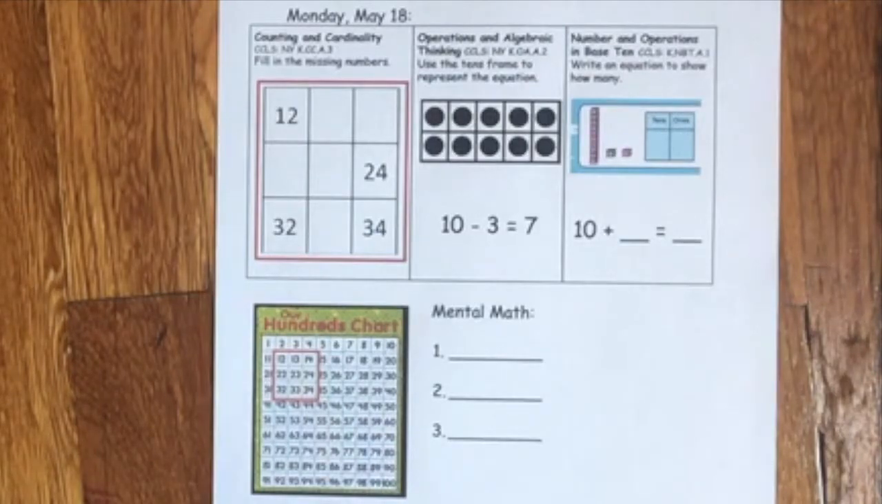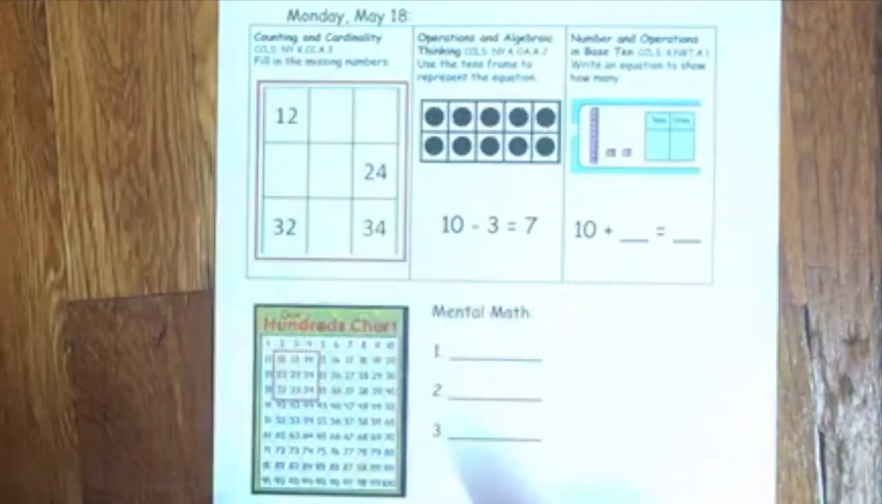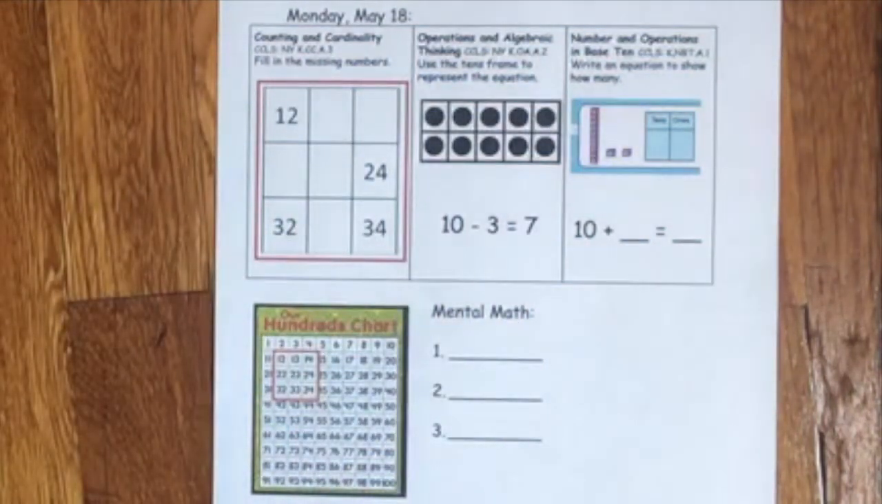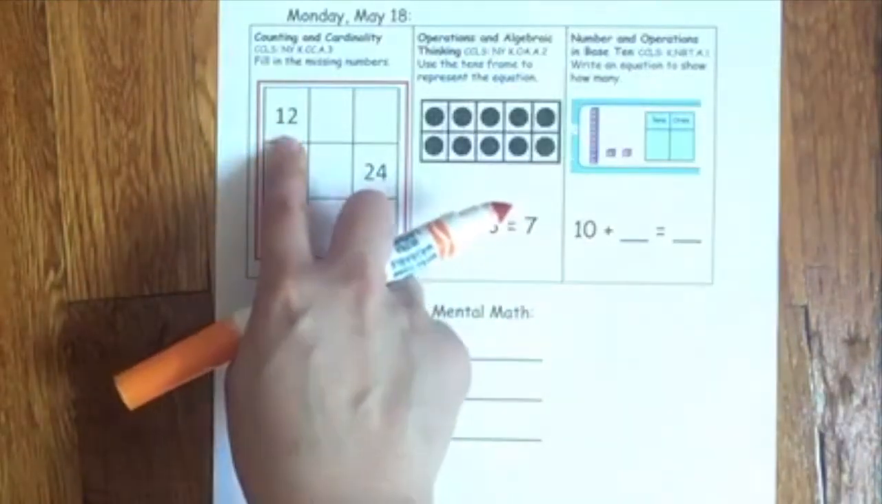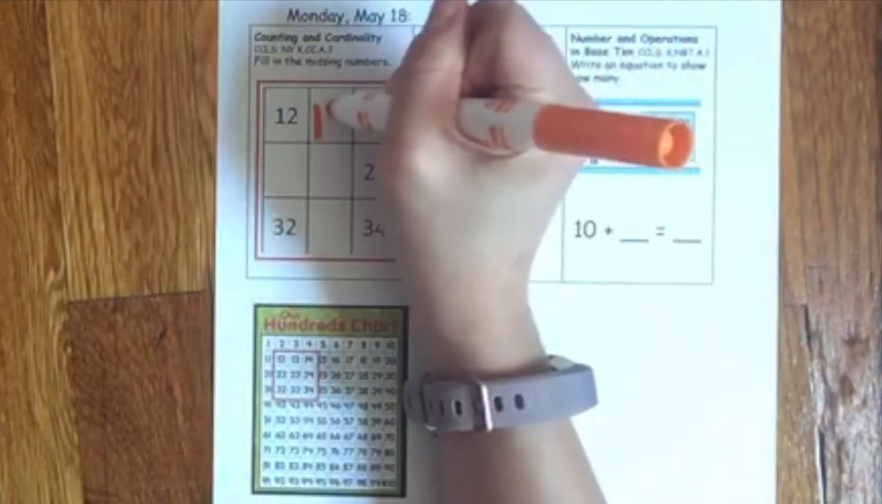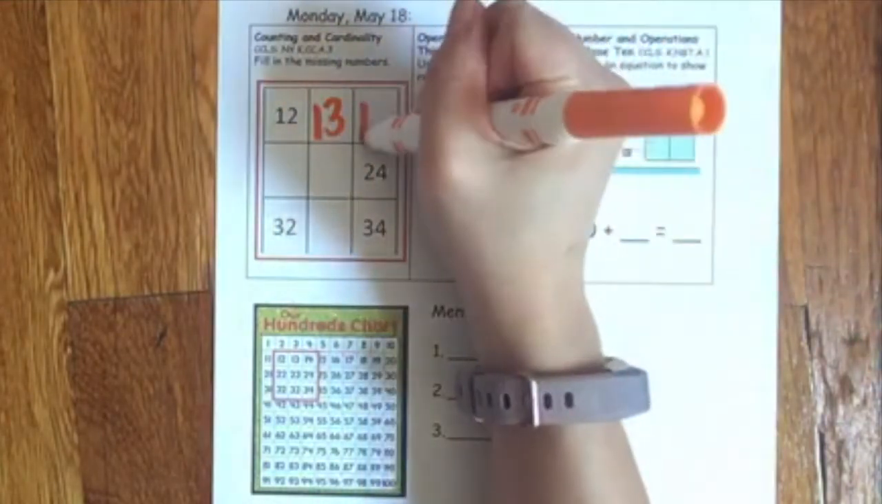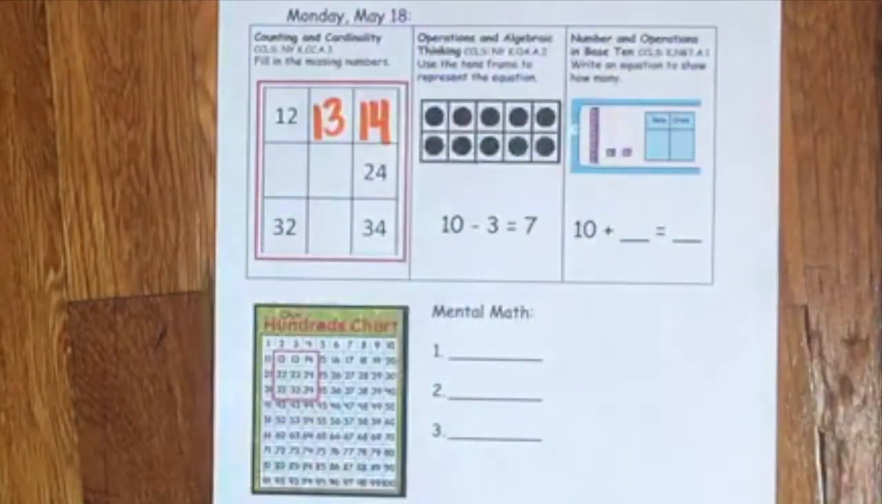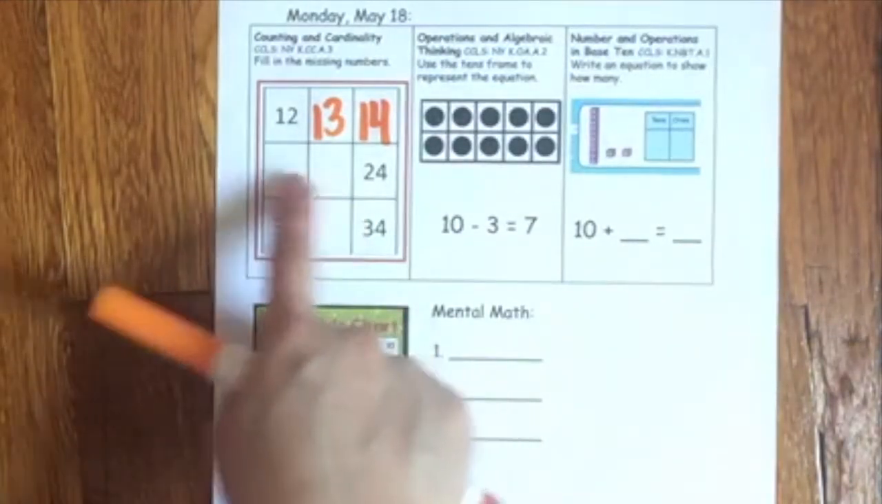So we're going to start with the first box, and it says fill in the missing numbers, okay? We also have a hundreds chart down here to help you if you need it. Okay, so we need to fill in the missing numbers. So here we start at 12. What number comes after 12? So it's 12, 13, 14. Okay, so now we have to take a look. We still have two missing boxes here.